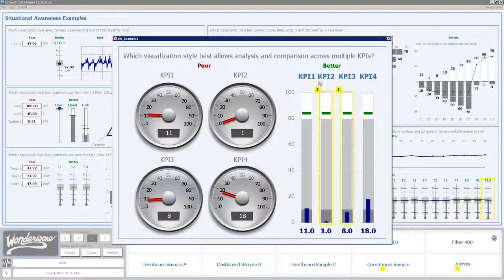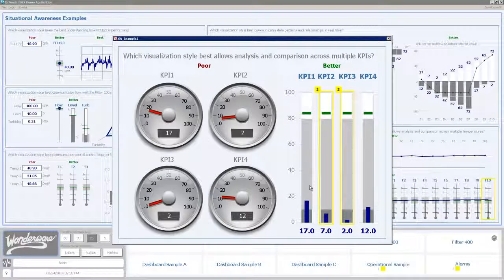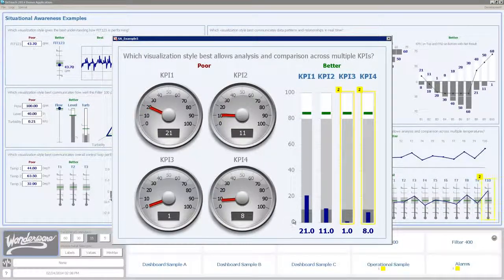When you look at these bullet graphs on the right-hand side, they're easily comparable because they're stacked right next to each other. They're basically showing the same information, so I can see how far they are in a range of 0 to 100, which was the same range shown by these gauges.